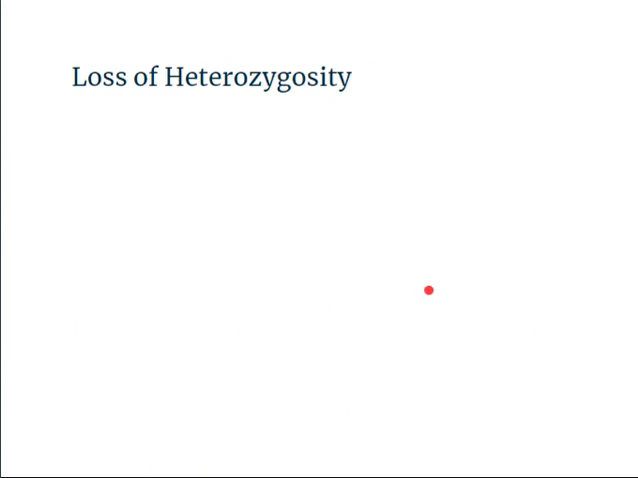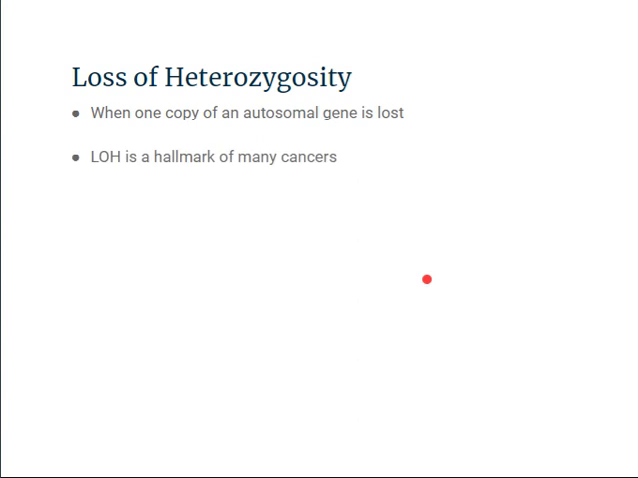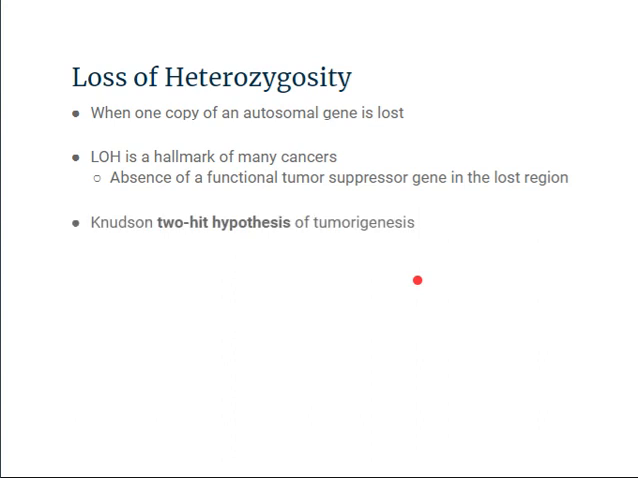Loss of heterozygosity. It occurs when one copy of an autosomal gene is lost due to some reason. It is a very common mutation in cancers. Specifically, it has been observed that one of the tumor suppressor gene alleles is lost while the other allele is mutated. Definitely cancer will develop then.